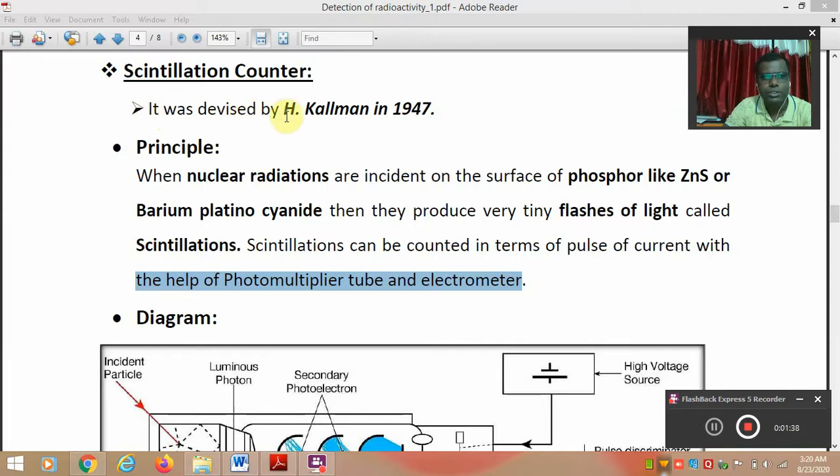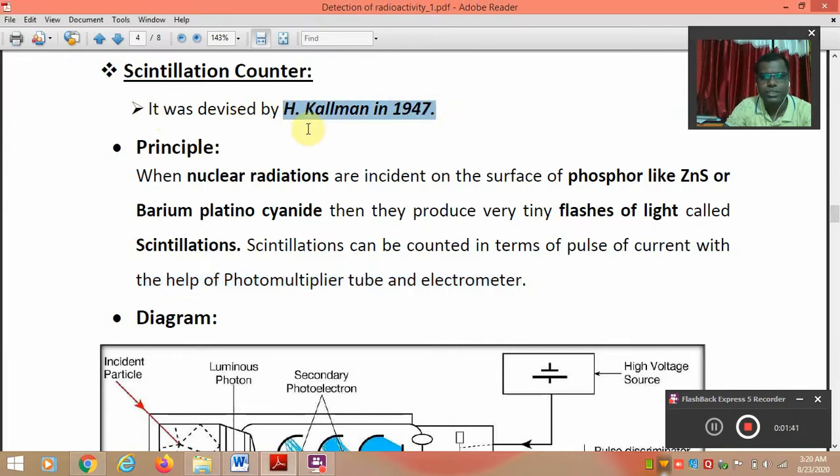This scintillation counter was discovered by the scientist H. Kalman in the year 1947. Just like the GM counter, it is an important instrument, and it works on the principle that whenever nuclear radiations are incident on the surface of some material, called the phosphor, what a phosphor is we will discuss in the working or experimental setup. Here, simply think that nuclear radiations emitted by a radioactive element are incident on the surface of a phosphor, which may be zinc sulfide or barium platinum, and these radiations produce flashes of light.